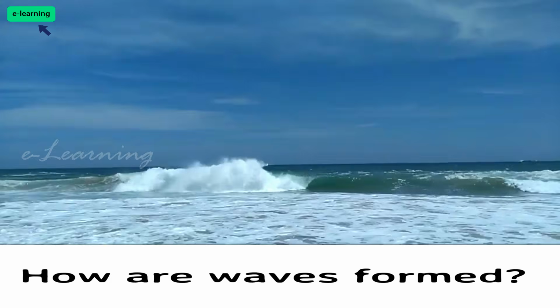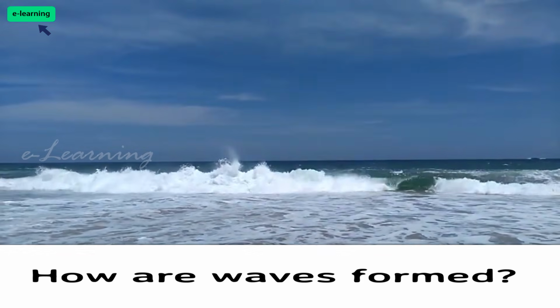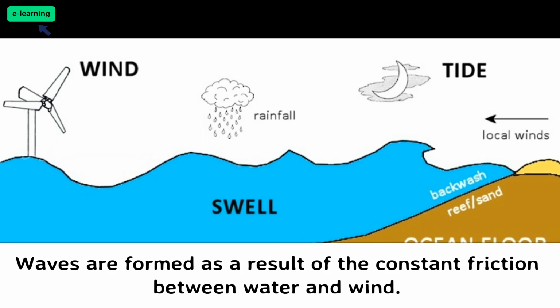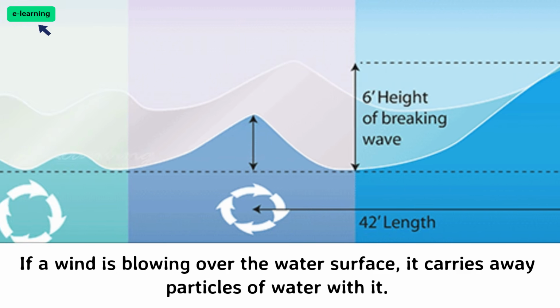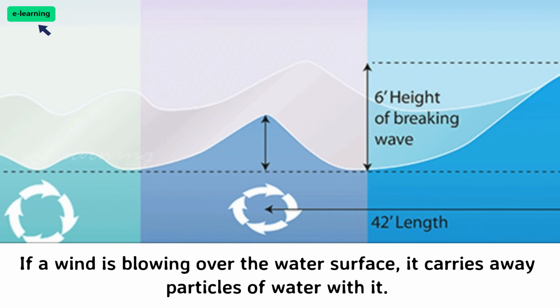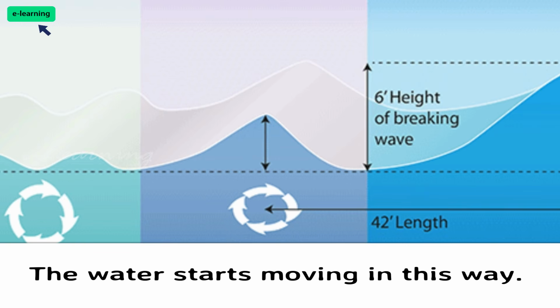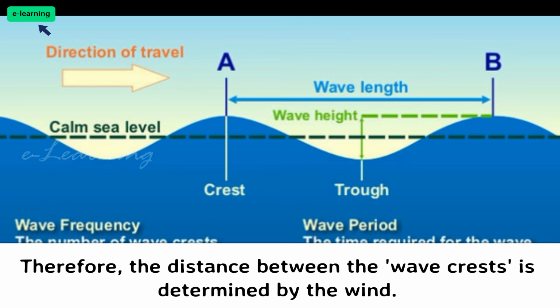How are waves formed? Waves are formed as a result of the constant friction between water and wind. If a wind is blowing over the water surface, it carries away particles of water with it. The water starts moving in this way. Therefore, the distance between the wave crests is determined by the wind.